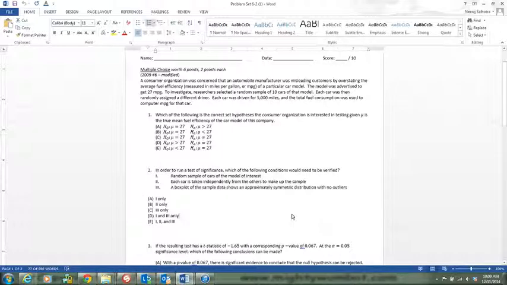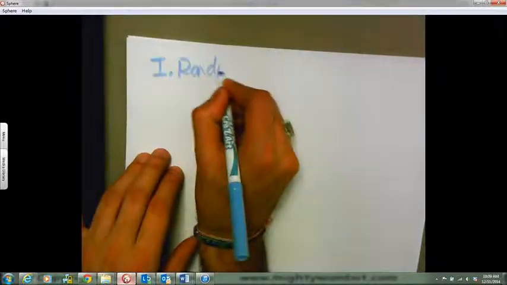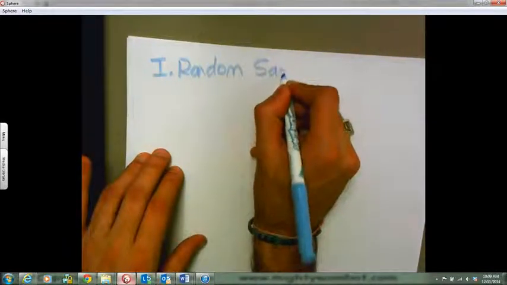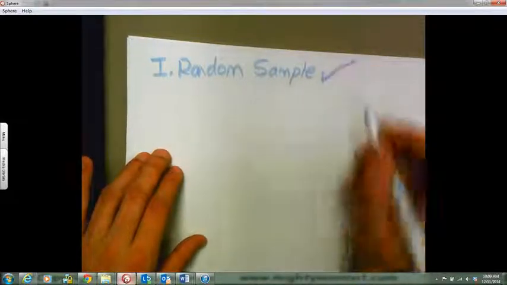So they're talking about a situation here where they got a consumer organization, and to investigate whether what the company was saying was correct, they picked 10 cars, right? And they're asking us which of these are true. So the first one is absolutely true. We definitely need a random sample. That's a requirement. That's one of the conditions required to do this one sample t-test.